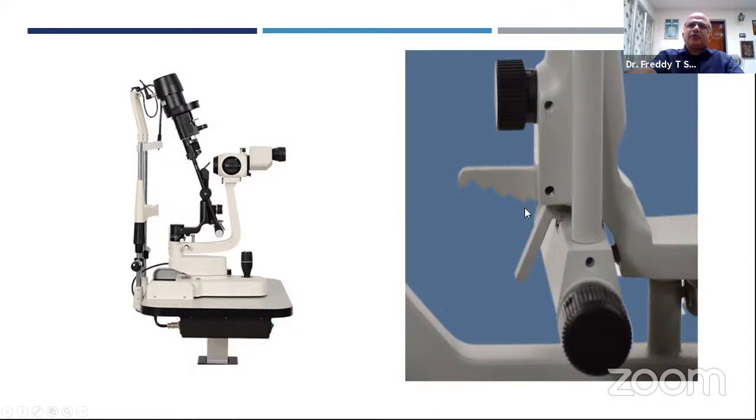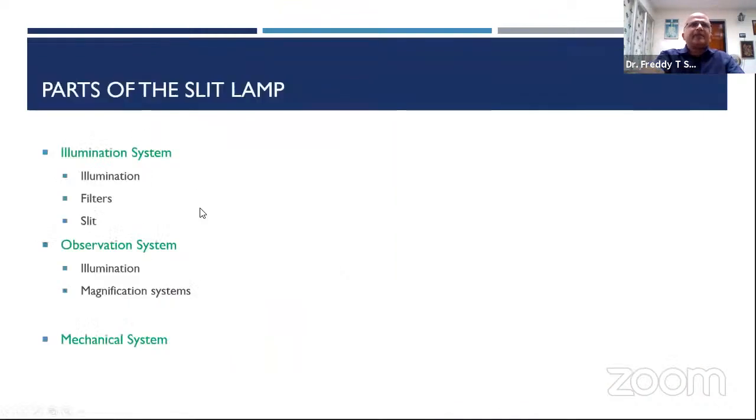This is the lever which we use to tilt it. The advantage of tilting the illumination arm is that when we do a mirror examination, like gonioscopy or a three-mirror examination, we can reduce the glare.